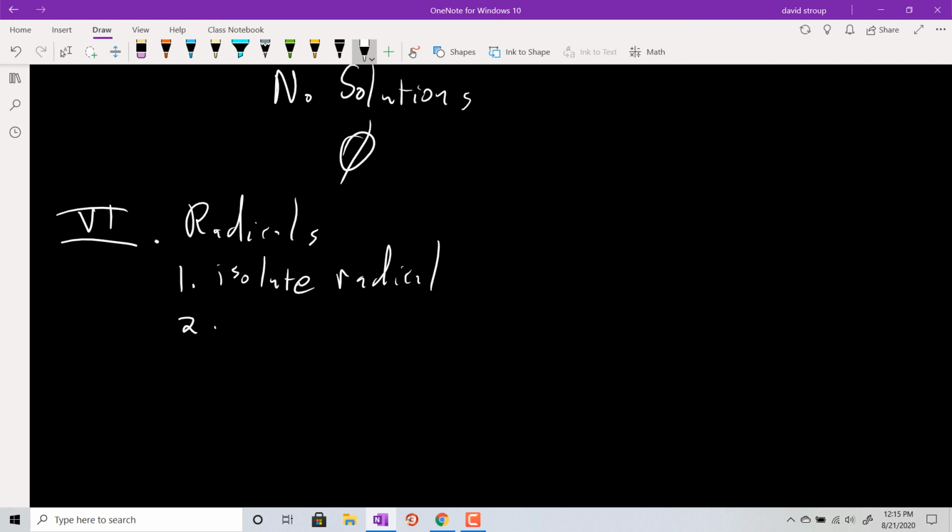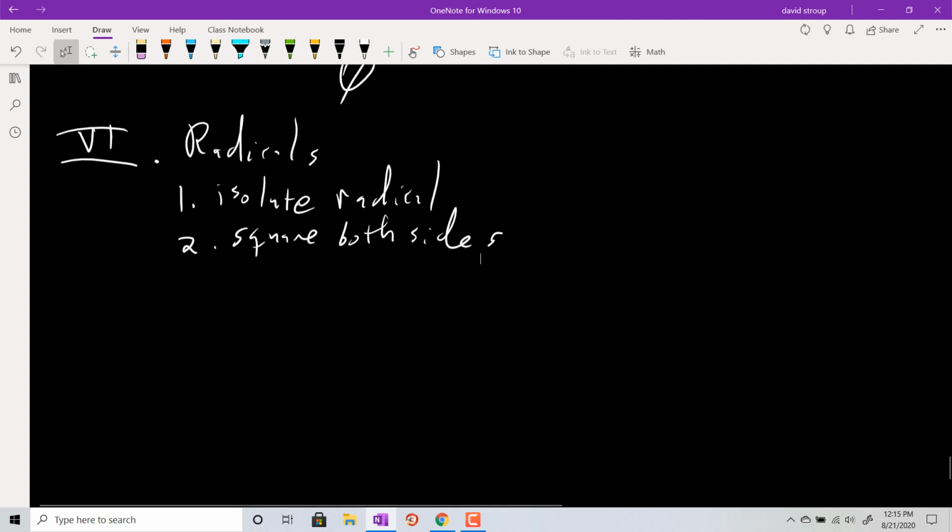And once you isolate the radical, you're going to square both sides to get rid of the radical, hopefully. Sometimes you have to square both sides, simplify it, and then square both sides again. Simplify it, square both sides again. We hope we don't see those, right? Thirdly, then you have to check your solutions.